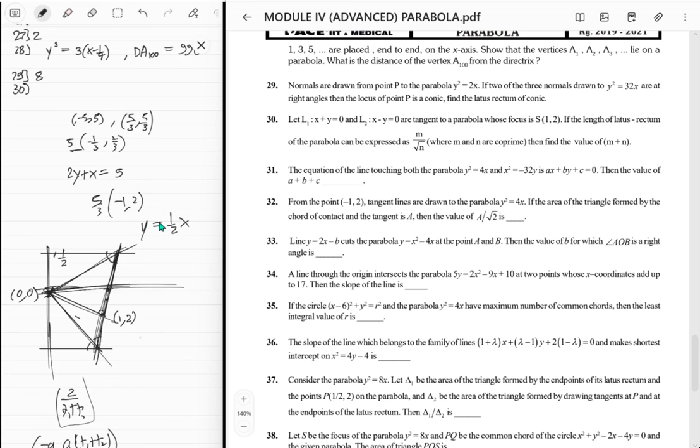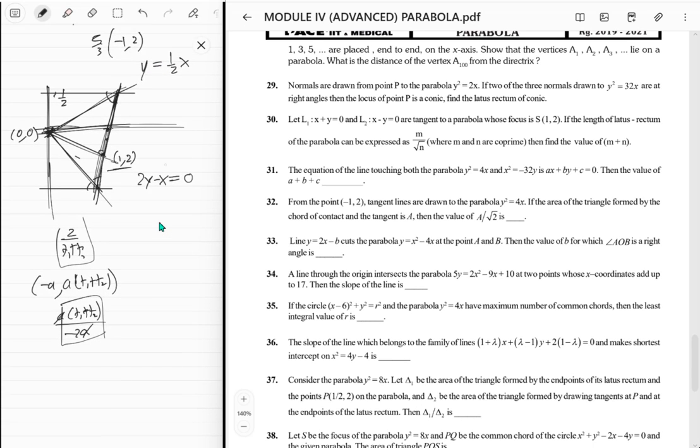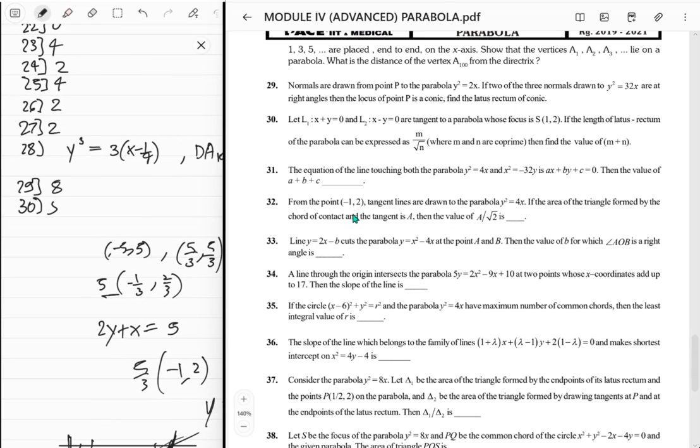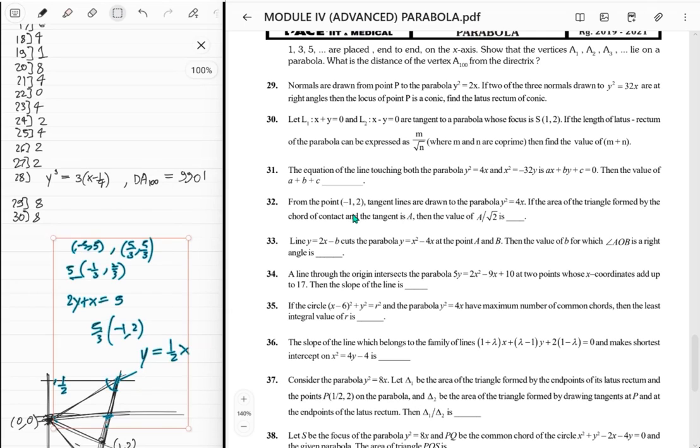So just 2y minus x is equal to 0, whatever. So we're going to put this thing over here to get the length, which is supposed to be 4 minus 1 upon square root of 5. That's our length. So 3 upon square root 5. So m plus n has to be 8. Nice question. Next, 31.